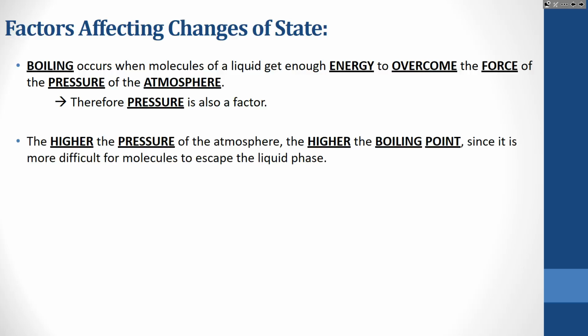The higher the pressure of the atmosphere, the higher the boiling point, since it's more difficult for those molecules to escape. So this is the idea behind a pressure cooker. You pressurize the hot boiling water, and it makes it boil at a temperature hotter than 100 degrees Celsius. So it's because it's harder for the molecules to escape.